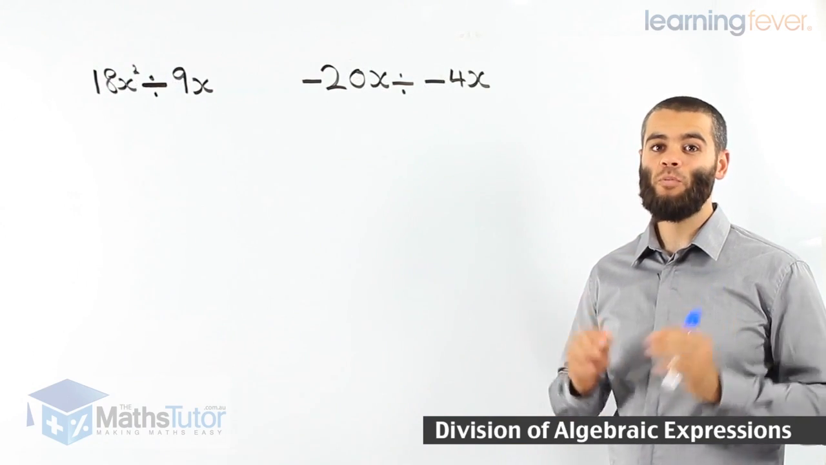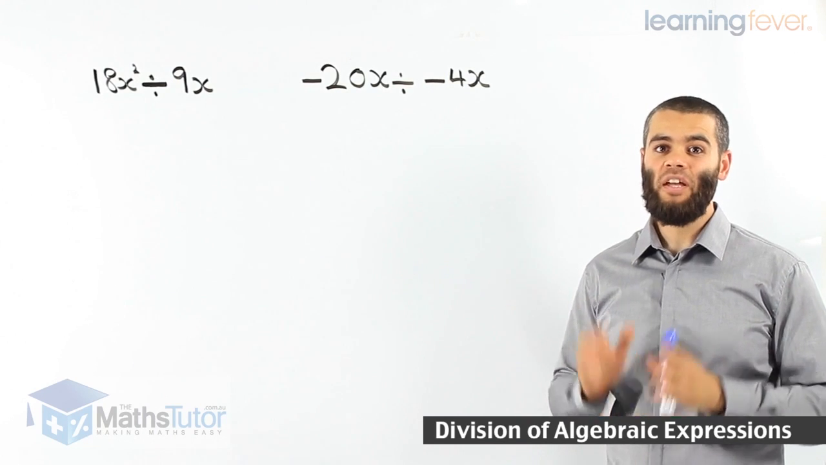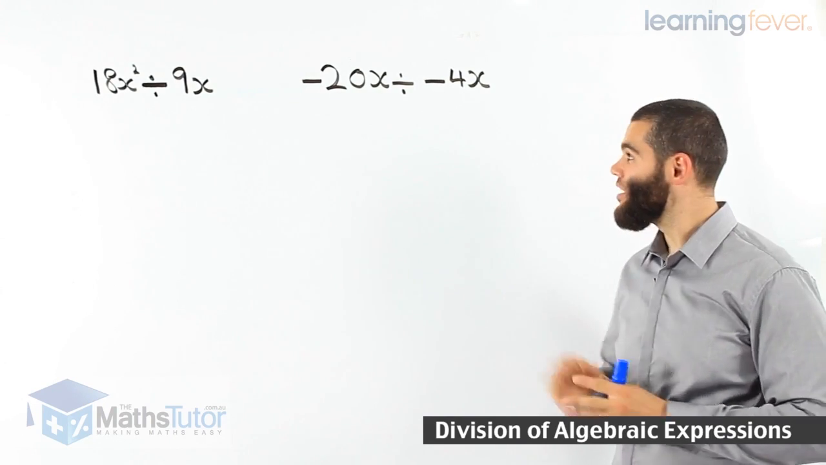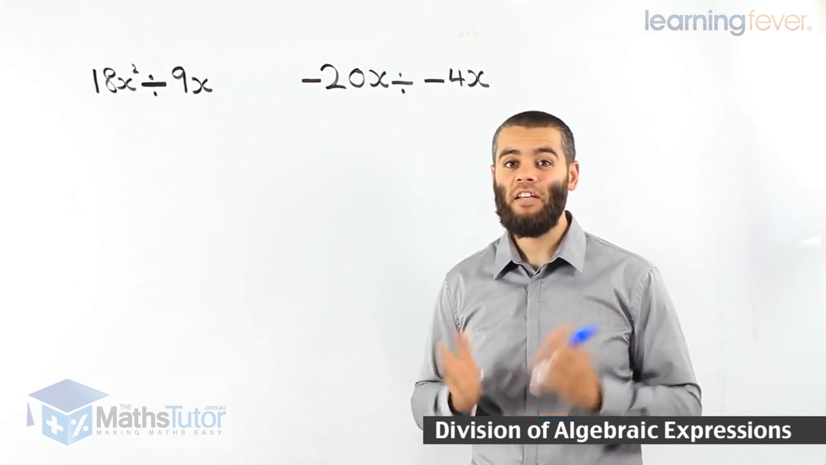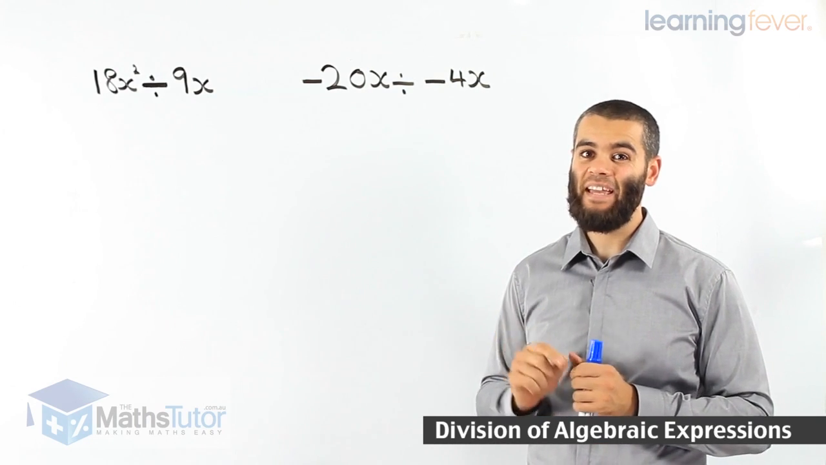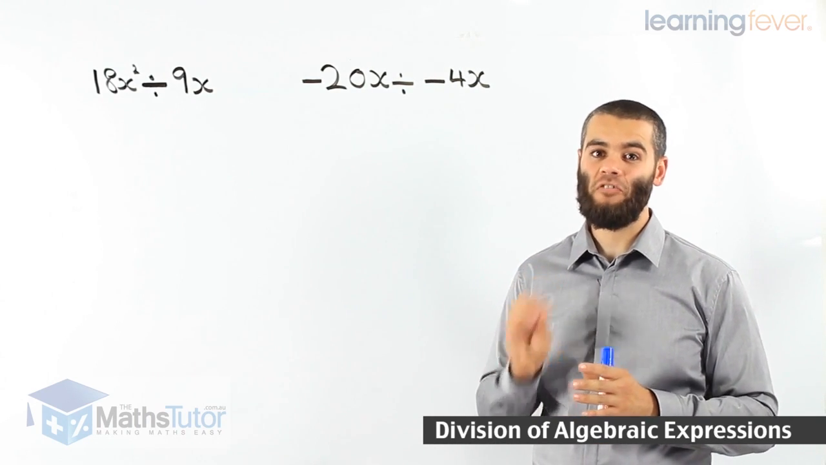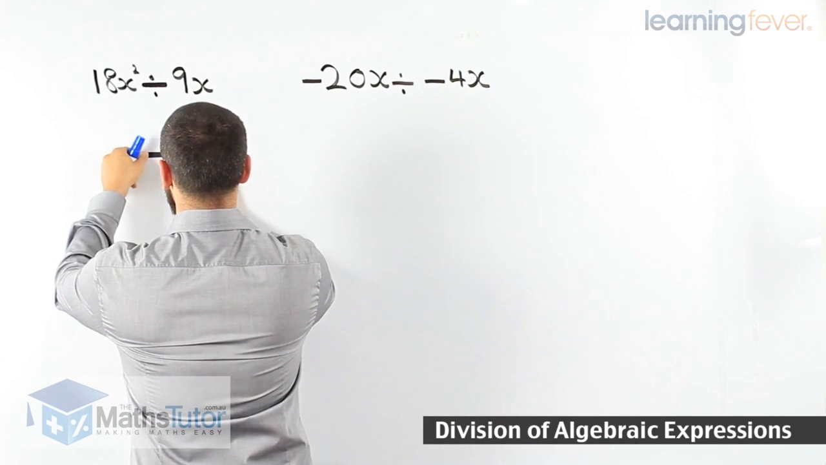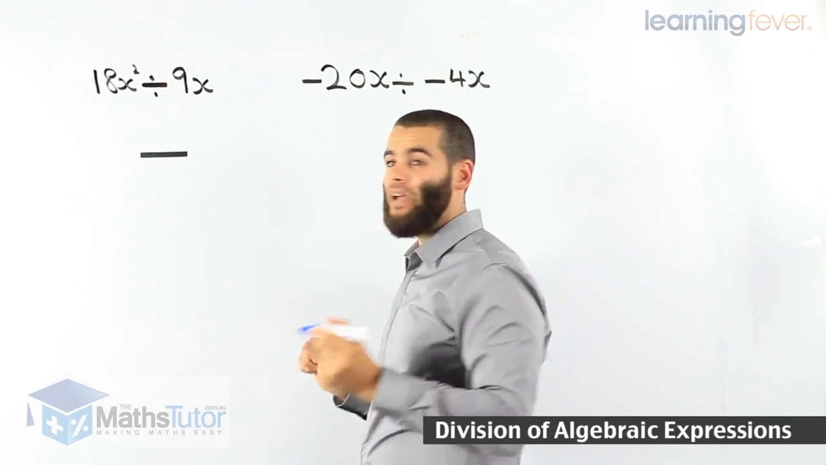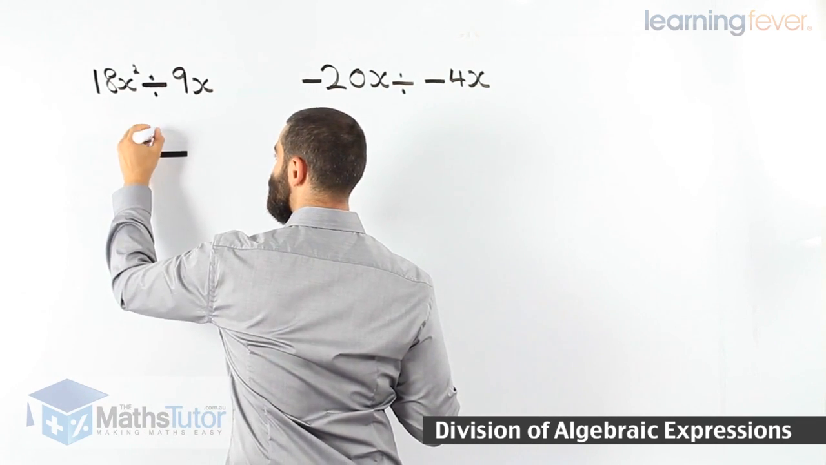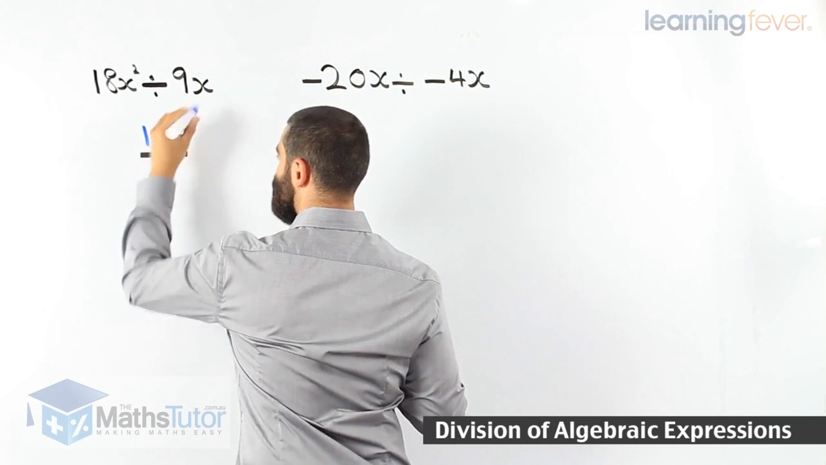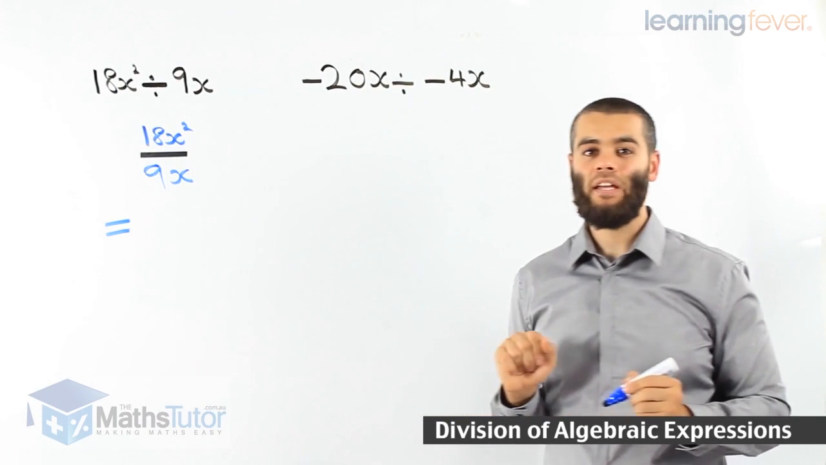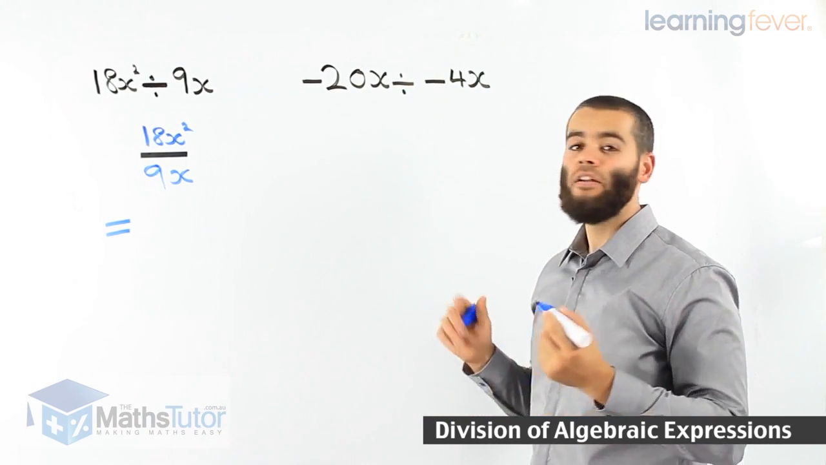Once again, let's do more examples. The more examples I do for you, the better you're going to understand and the easier things are going to become for you. Here we have 18x squared divided by 9x. Again, divide means fraction. Always write it in fraction. So we draw our fraction bar. 18x squared is our numerator and 9x is our denominator.